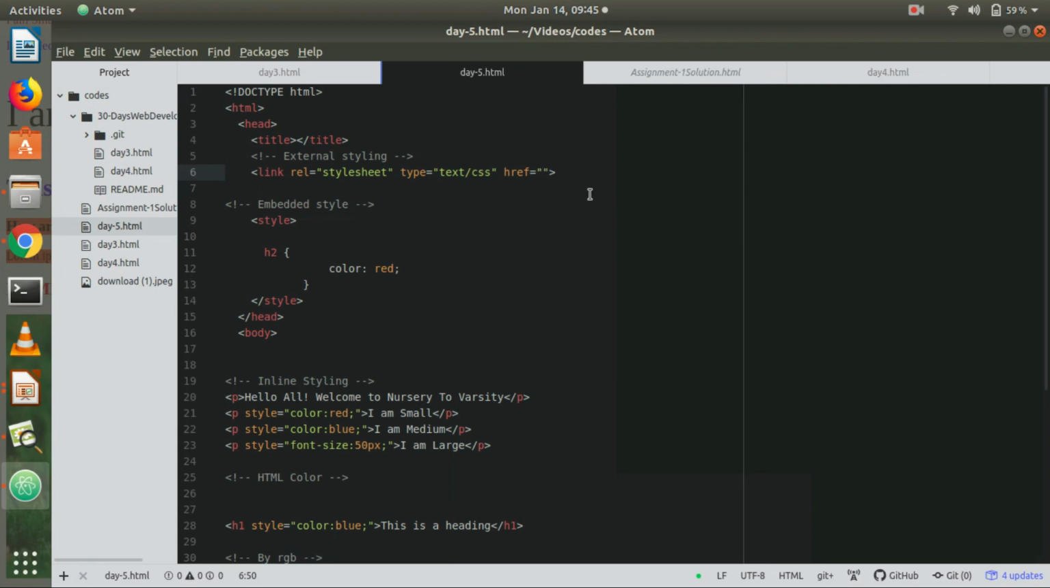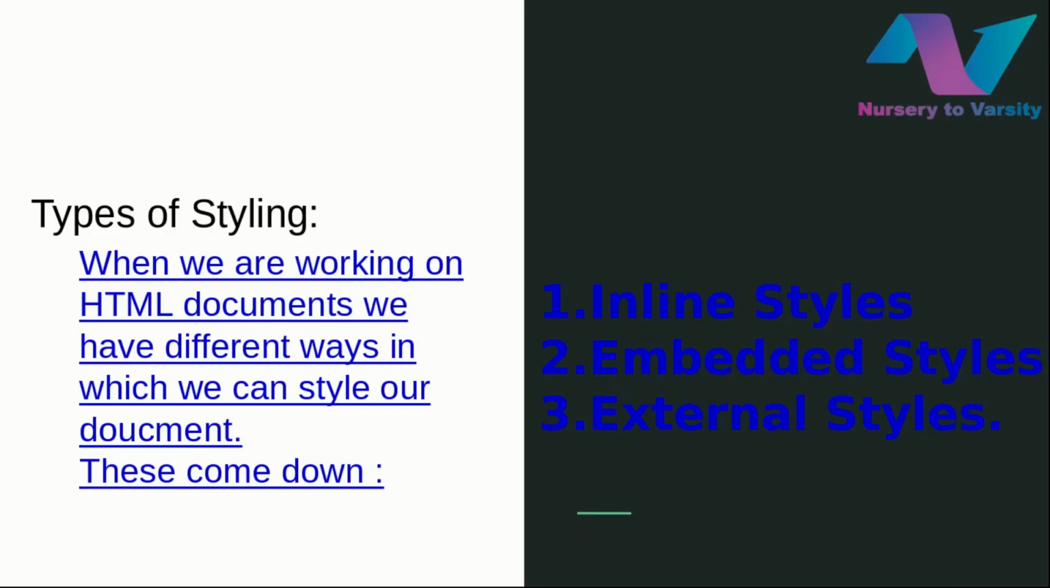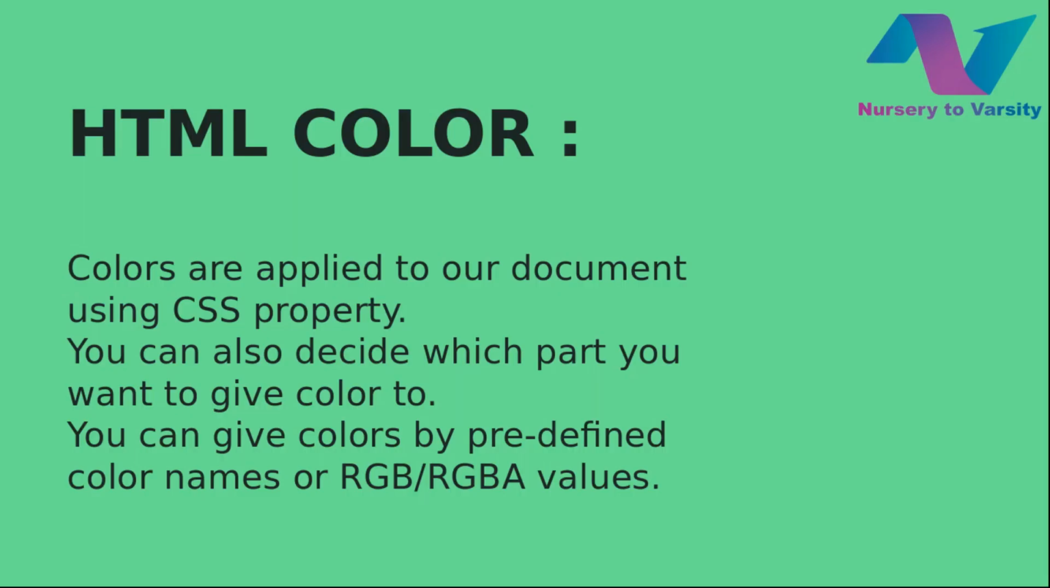Okay, so we will see this topic mainly in the CSS part, so I'm not going into much detail about external styling in this portion. Okay, now we will discuss our next topic, that is HTML colors. Colors are applied to a document using CSS property. You can also decide which part you want to give color to. And third, you can give colors by predefined color names or RGB or RGBA values.